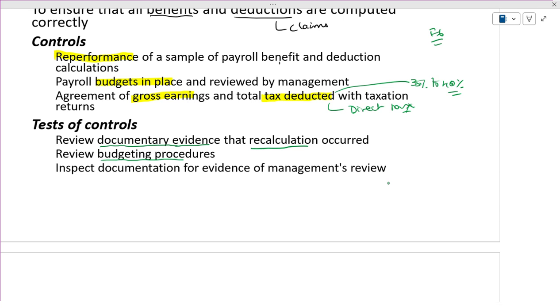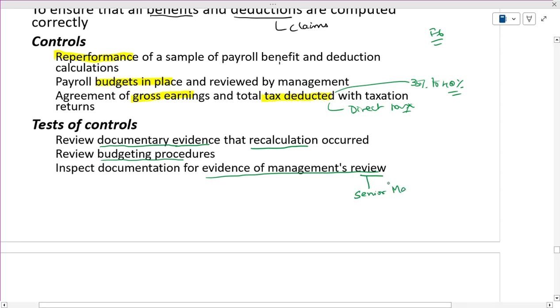Inspect documentation, whether the management has reviewed or not. So, senior management, is it right? Whenever there is a review, it will be reviewed by the senior management.